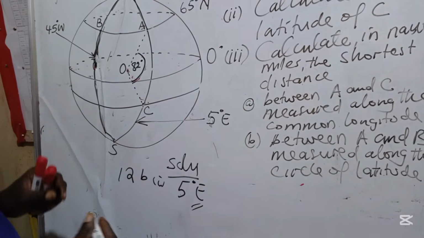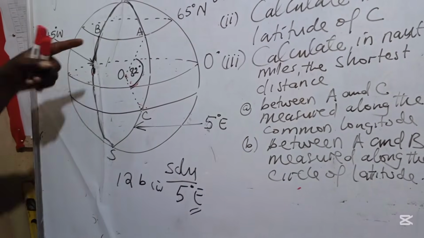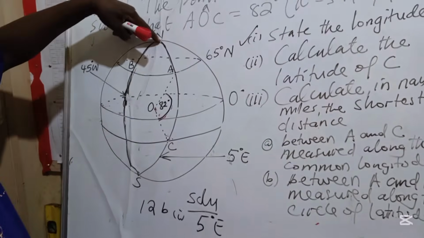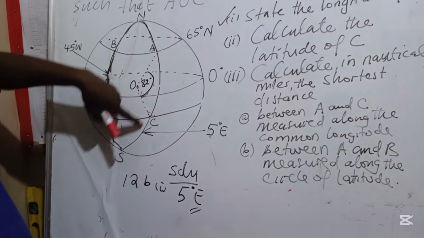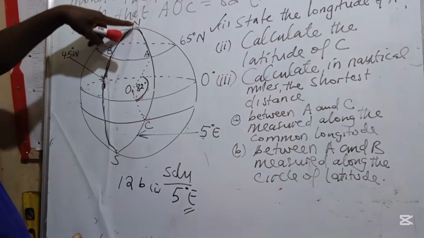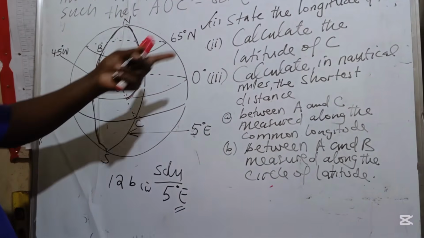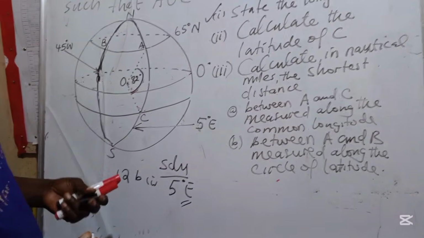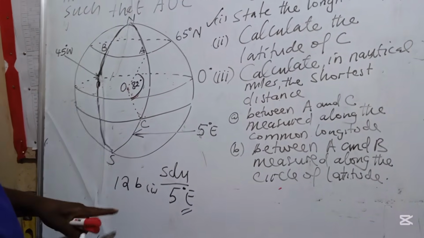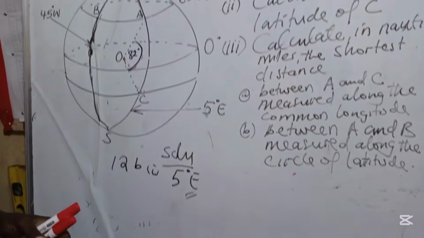I hope you have understood. The longitude is just the major circle. The major circle is my longitude. And they are saying I should state the longitude of A. So the longitude is 5 degrees east.